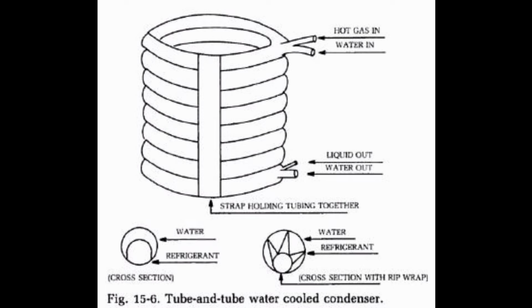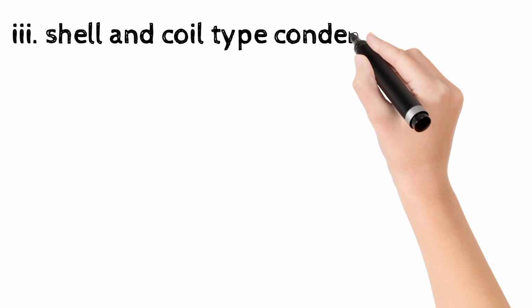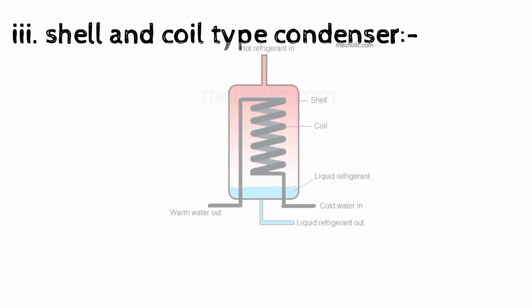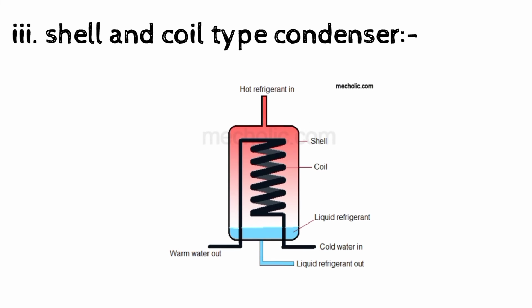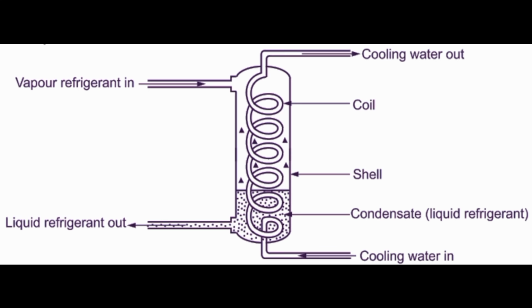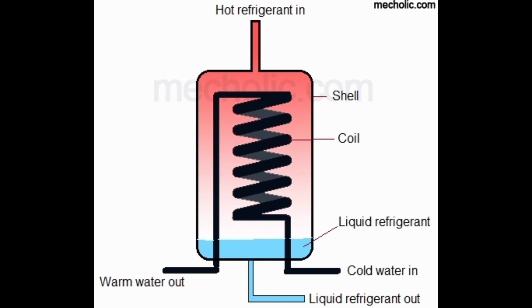This is the working of shell and coil type condenser. The hot refrigerant enters into the shell. The cold water enters into the coil and the hot refrigerant touches the water coil. The water will absorb the heat. The hot refrigerant reduces its temperature and goes into a cool state.